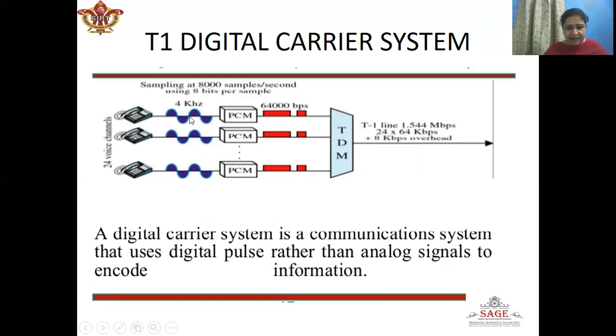Each signal is band limited to approximately 300 Hertz to 4000 Hertz. Now, each signal is pulse code modulated and sampling of each signal is done at the rate of 8000 samples per second. And we use 8 bits per each sample. Now they are combined using time division multiplexing and transmitted over a channel.